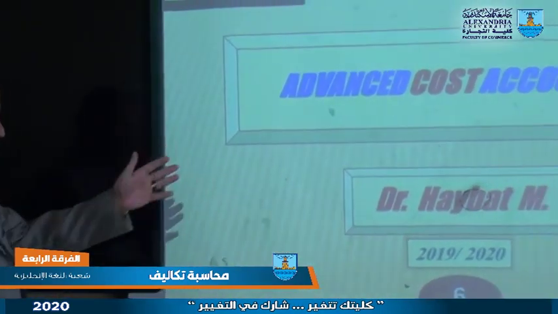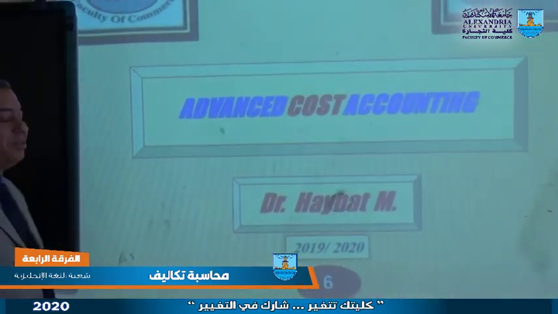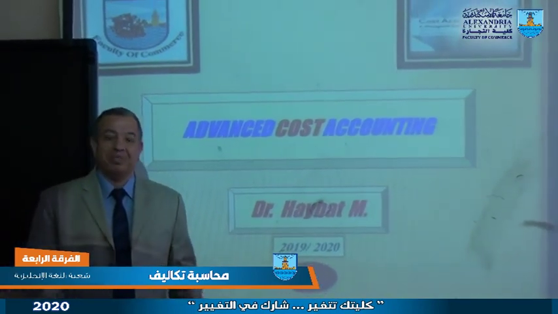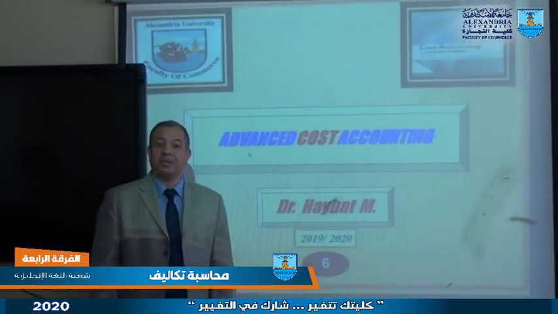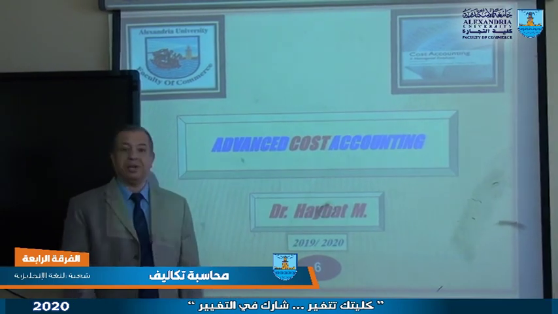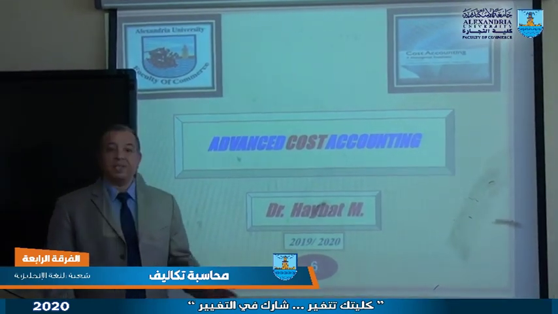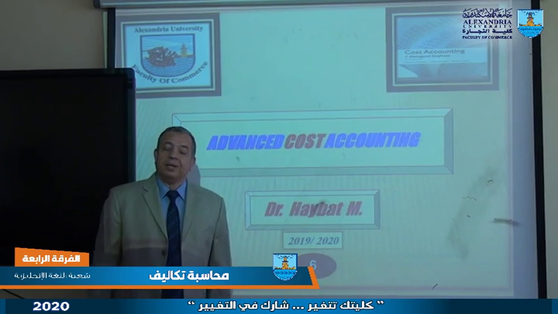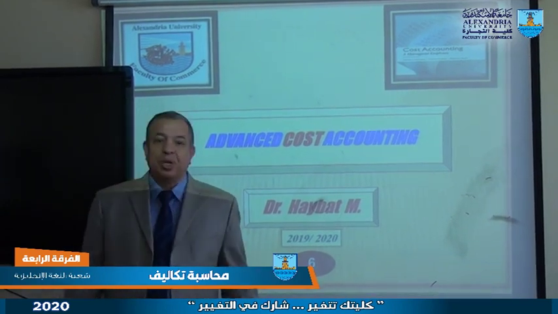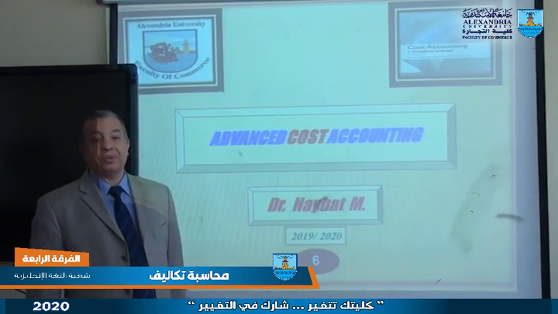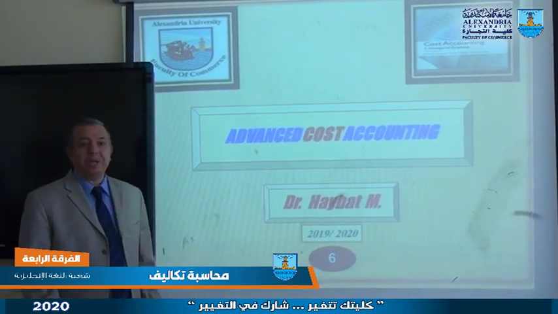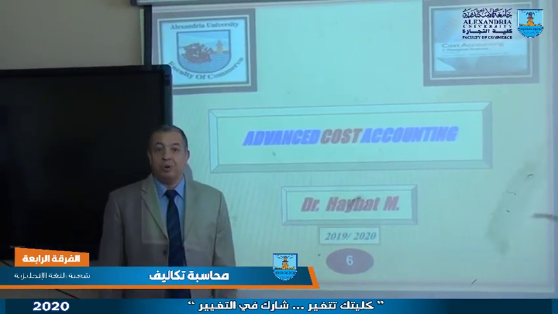Our course is about advanced cost accounting. Our first part, don't forget, is standard costing: how to control manufacturing costs. In previous lectures, I explained how to analyze direct material variances and direct labor variances. And today, Bismillah, I will complete speaking about standard costing.